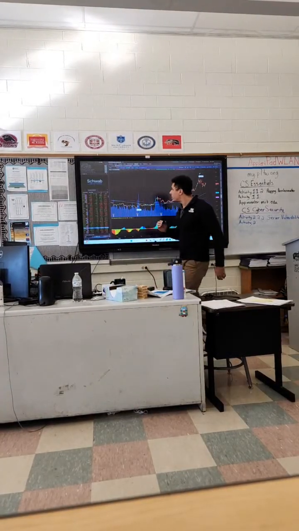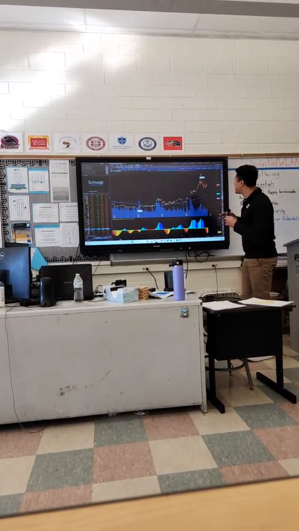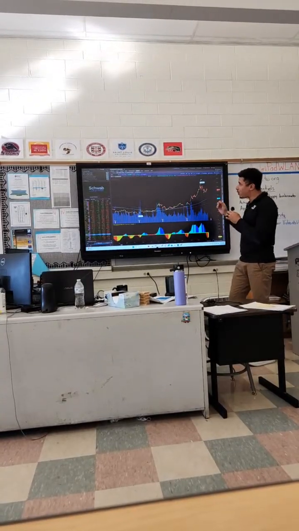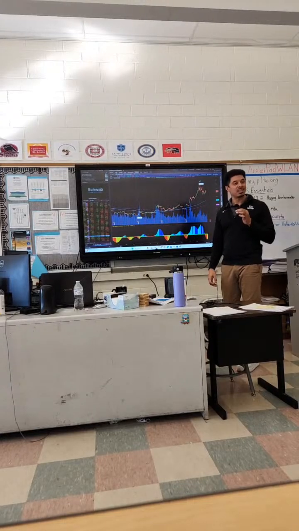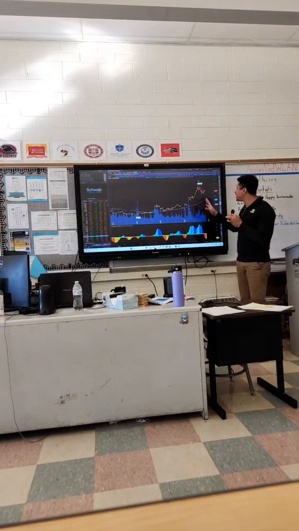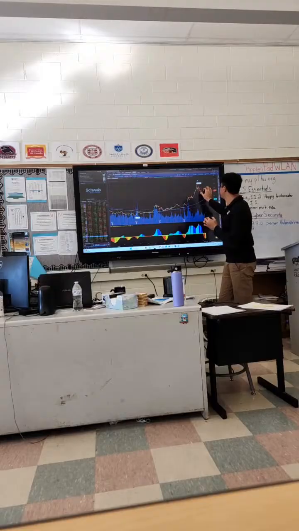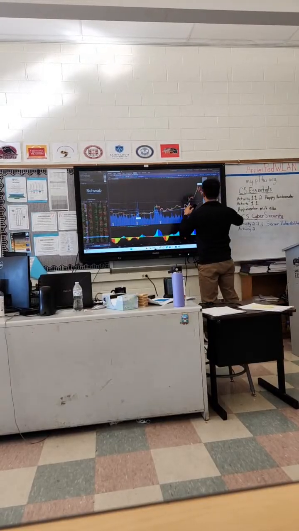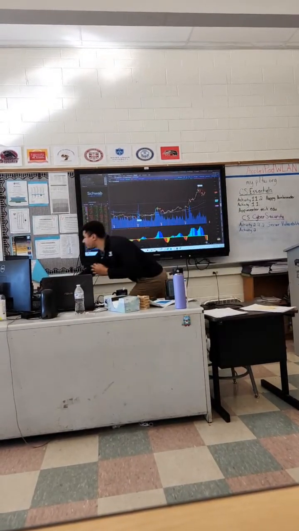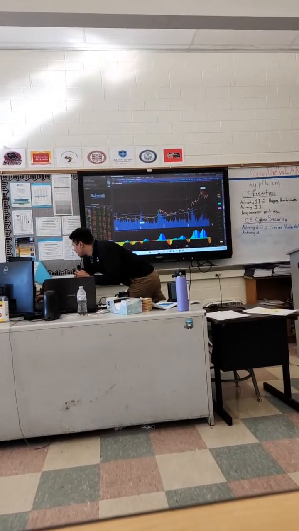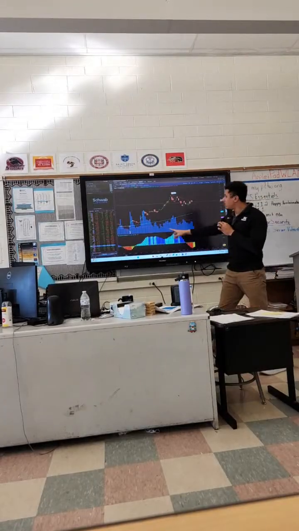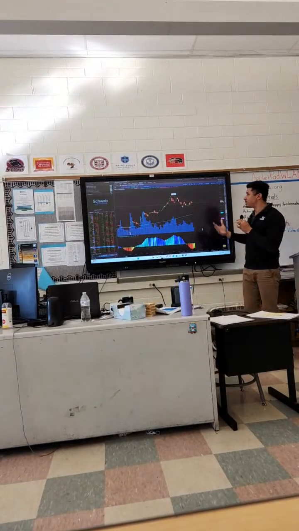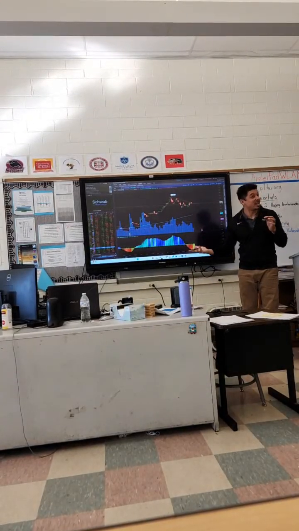All right, so what we have right here is the chart for Tesla. This is a daily chart. The way to look at this is that these things are called candlesticks. I'm going to zoom in a little bit so maybe it gets a little better view. These are all little candlesticks. They are called candlesticks because they kind of look like candlesticks.